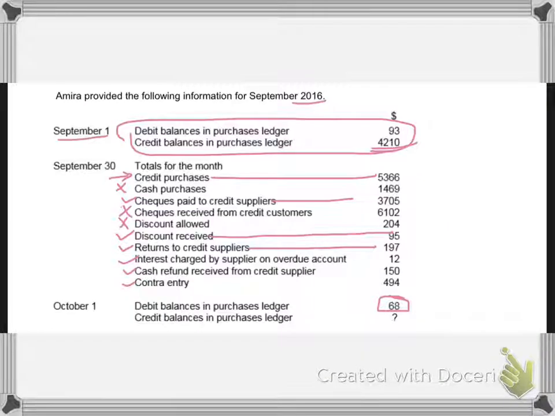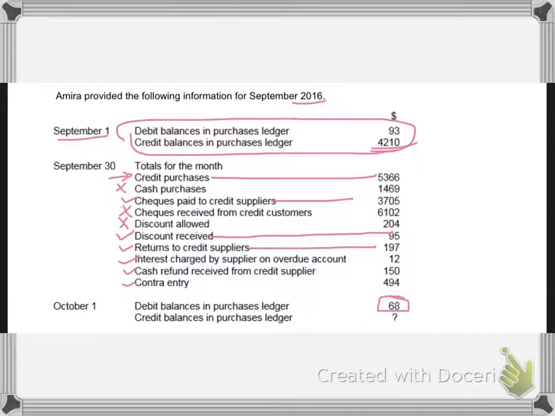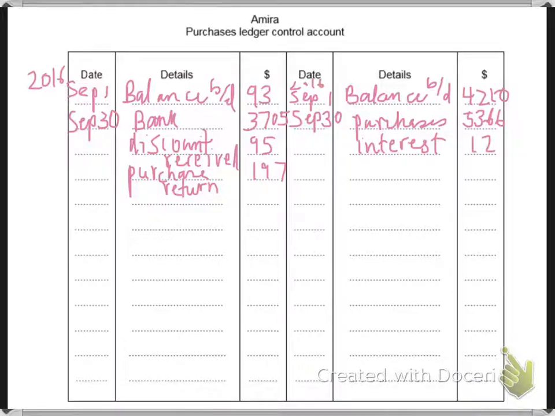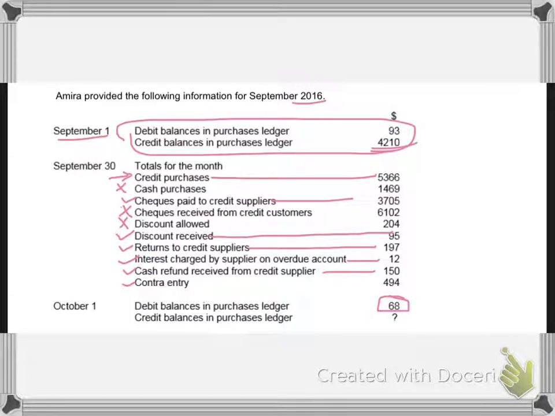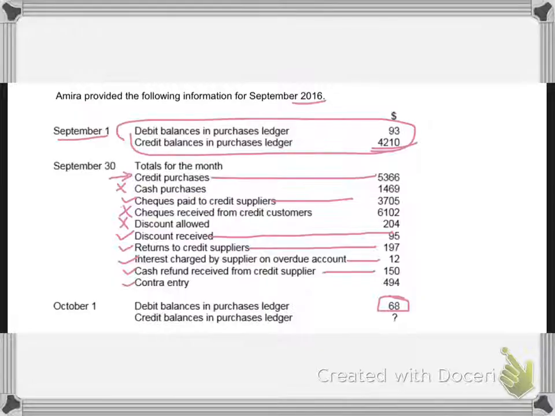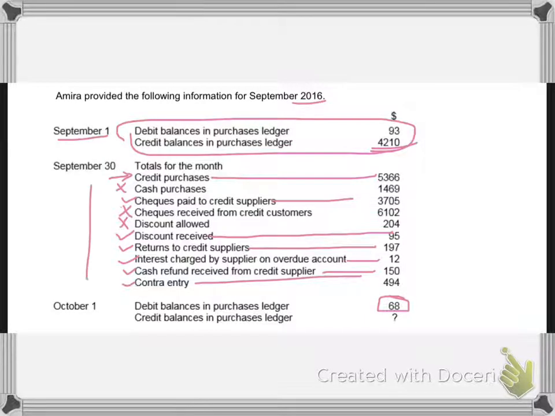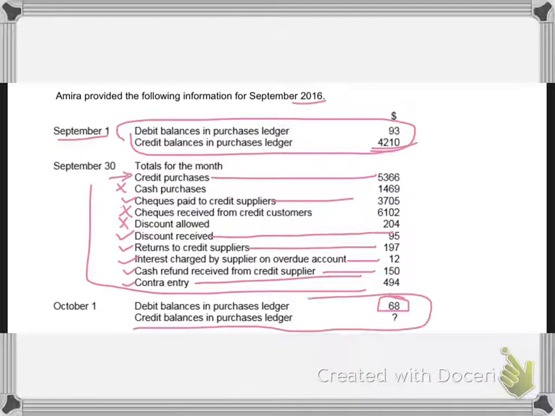Then it is interest, so interest goes on the credit side, and the amount is 12. After that is cash refund. So refund goes on the credit side again, and the amount is 150. So we can write refund or cash refund, and the amount is 150. Contra entry, this will go on the debit side, 494 or set off, so 494. After these are done, we're having the debit and credit closing balances.